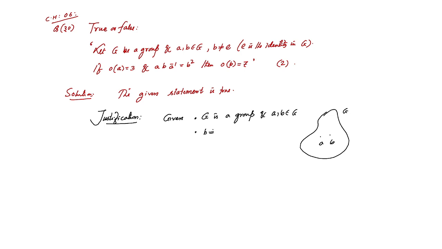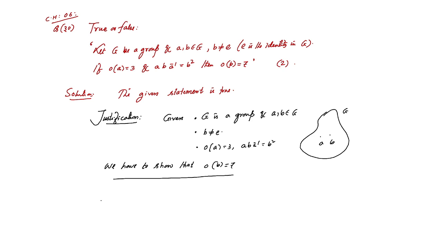And it is also given B is not identity. And also it is given order of A equals 3 and A B A inverse equals B square. So what we have to show? We have to show that order of B equals 7.